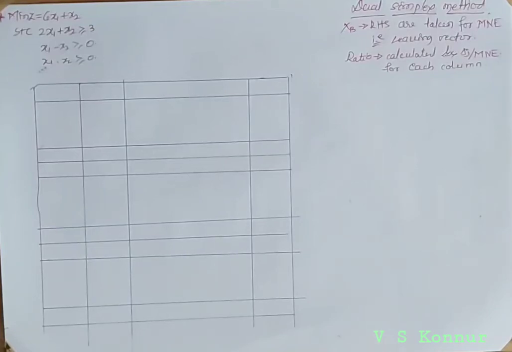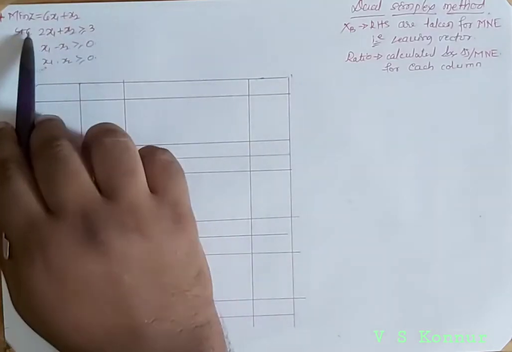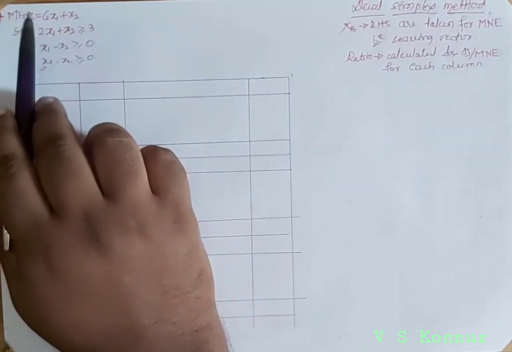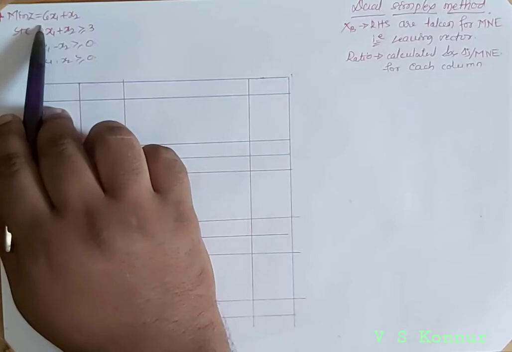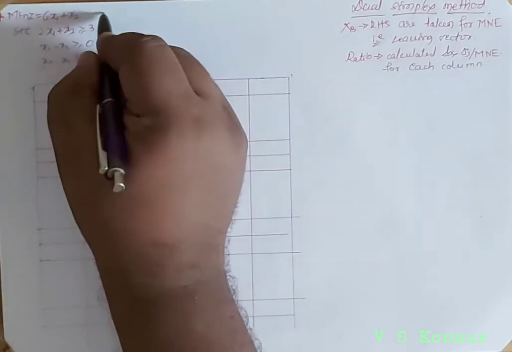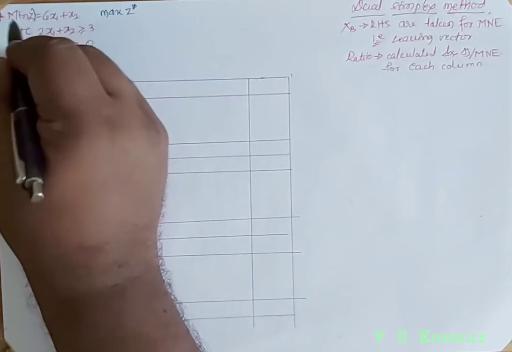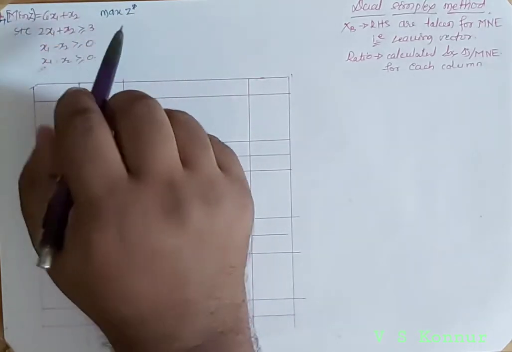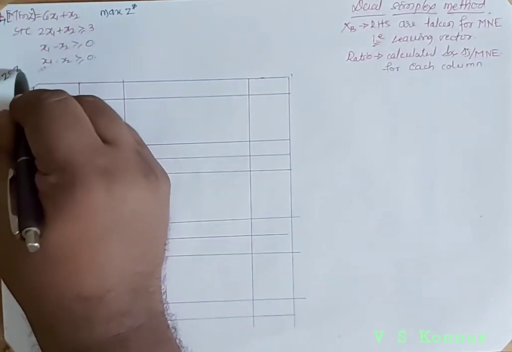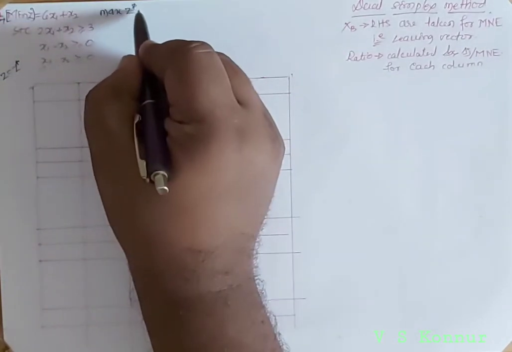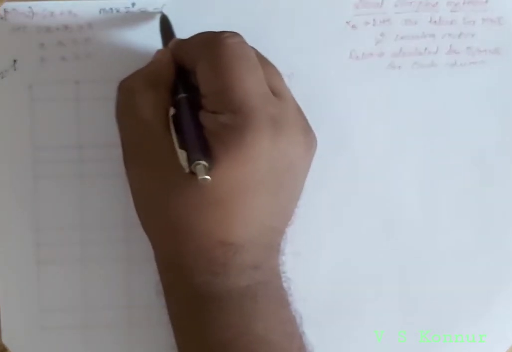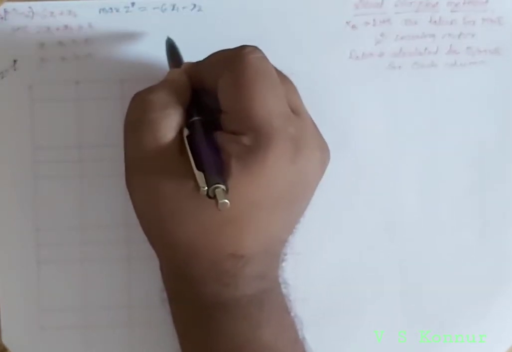Next type is dual simplex method. In this dual simplex method, if it is minimization, it will be converted into maximization. Now the given problem is minimization, so we should convert it into maximization. To convert this into maximization, I will write here max of z star, because by multiplying by -1 here, it will be -z. Minus z is equal to z star, I have written, that's all. So that is equal to minus 6x1 minus x2.